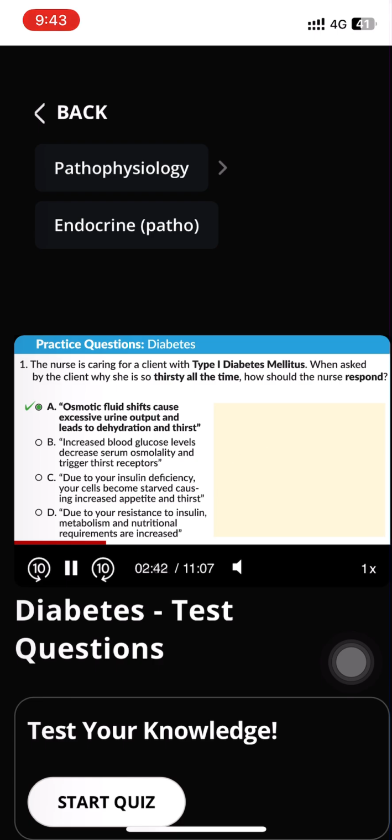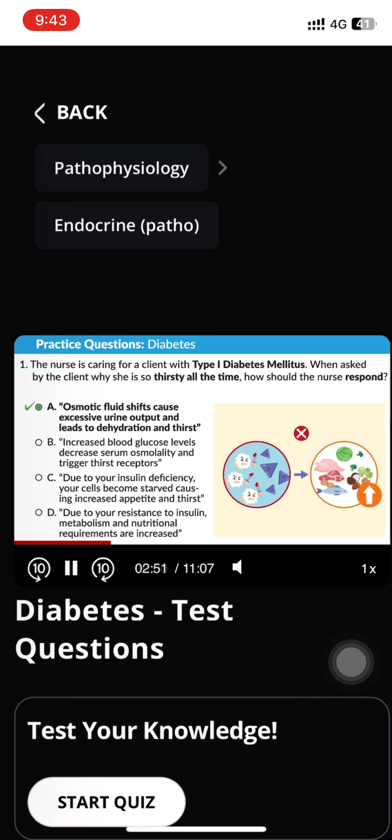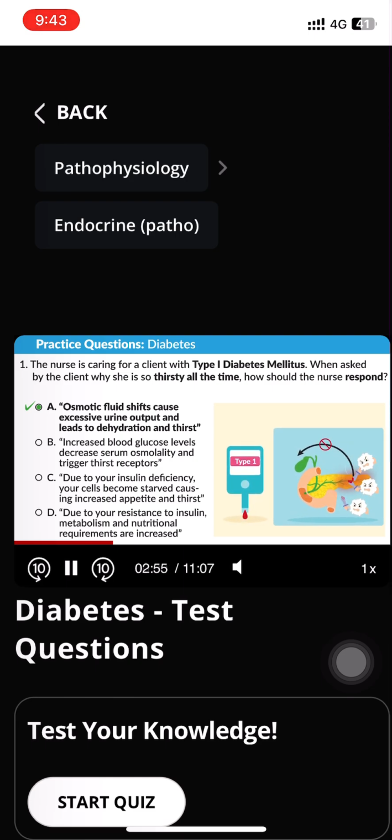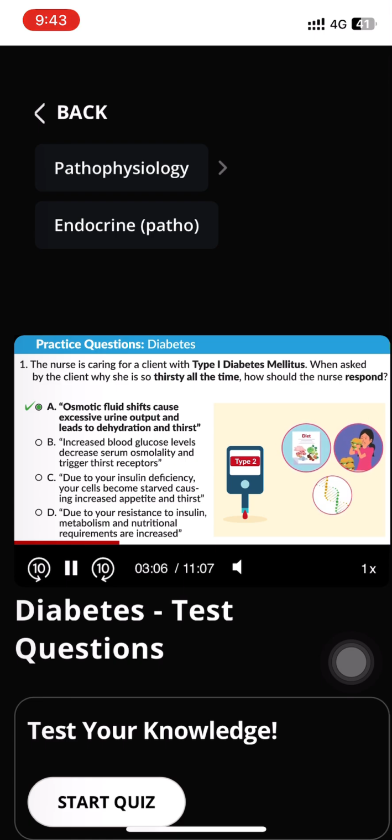And lastly, option D is also incorrect. Due to your resistance to insulin, metabolism and nutritional requirements are increased. No, this is totally incorrect. Type 1 diabetes, the body attacked the pancreas, resulting in decreased production of insulin. So this option describes type 2 diabetes, where the problem is you, the diet, lifestyle, and a little genetics. So type 2 is the one that has insulin resistance from the overuse of insulin receptors.